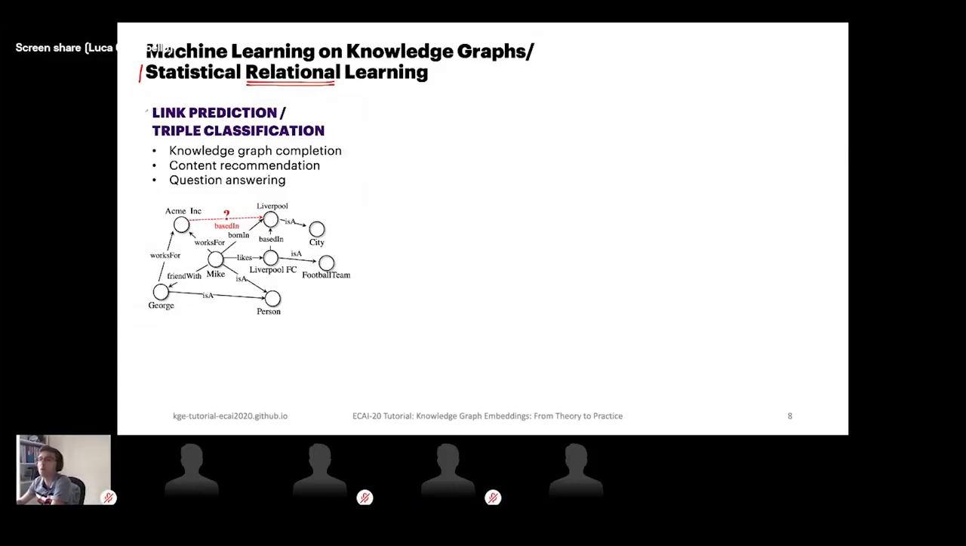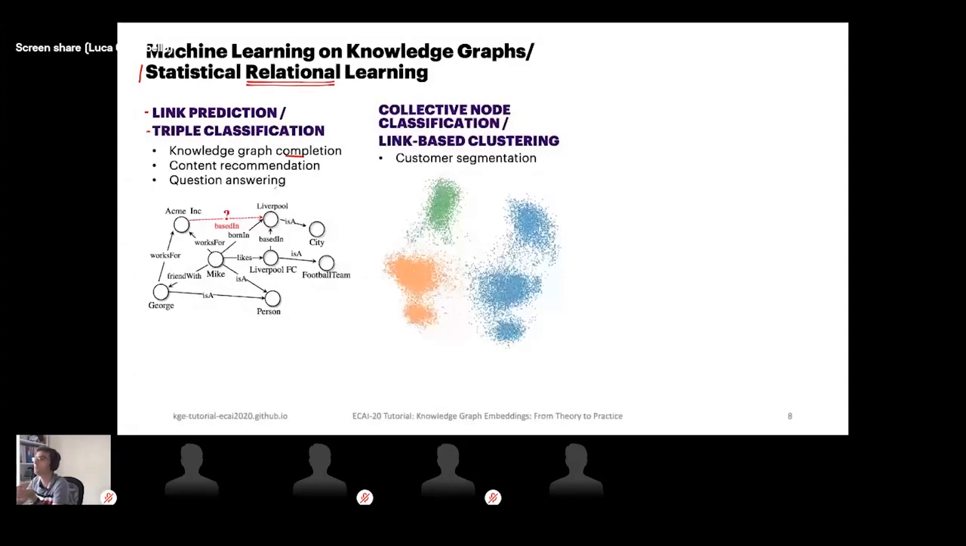And so we can think about tasks like predicting links or a similar task called triple classification, which is used to complete a graph or to recommend content or for question answering, right? This is the first class citizen of tasks that we carry out with machine learning on graphs. But you could also think about something called collective node classification or another similar task called link-based clustering, where, for example, we try to assign a label to nodes according to their topology and structure of a graph and other properties. This is useful for customer segmentation, for example.